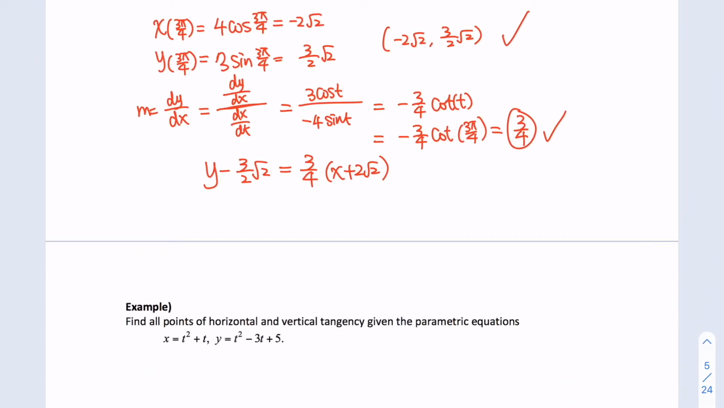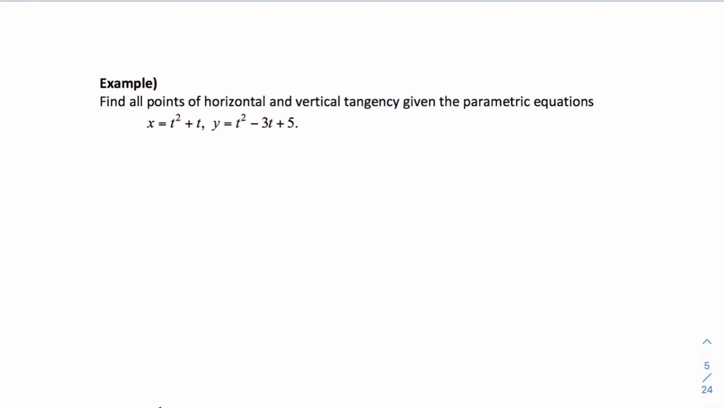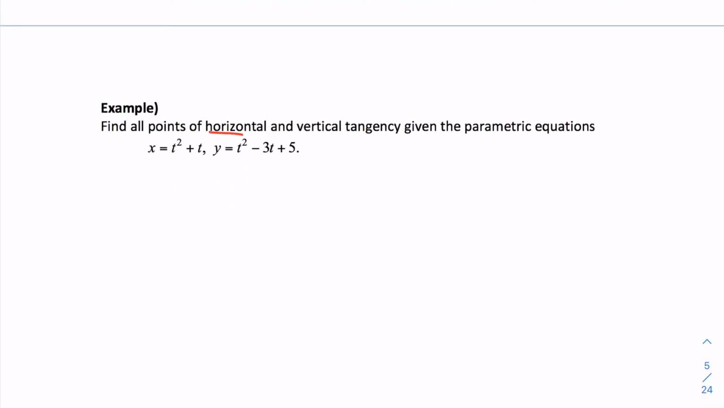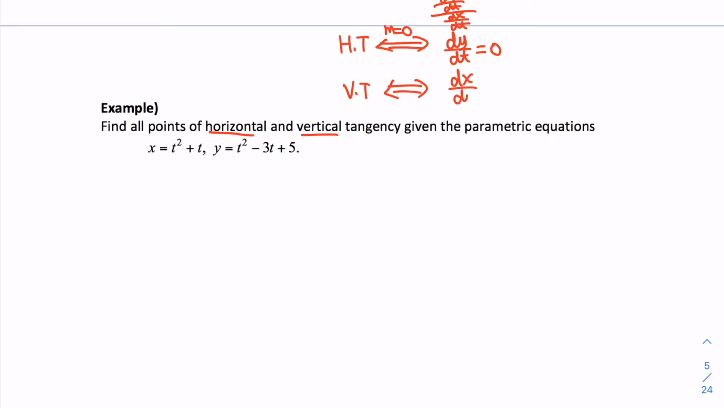Let's have a look at the next example. Next example, we are going to talk about two very important tangent lines, horizontal and vertical tangent. For horizontal tangent, as we know, the slope equals 0. And the slope equals dy over dt over dx over dt. The denominator cannot be 0, so the numerator has to be 0. And for the vertical tangent, the slope doesn't exist, because the denominator dx over dt equals 0. So this is how we set up the vertical and horizontal tangent.